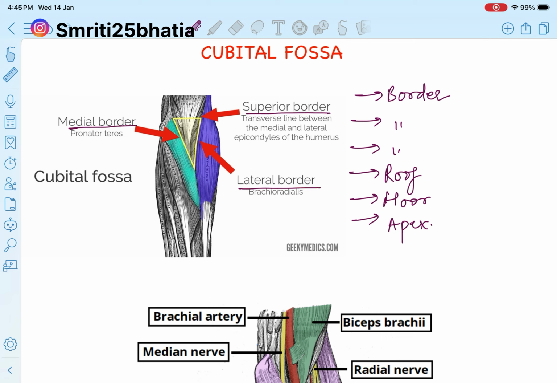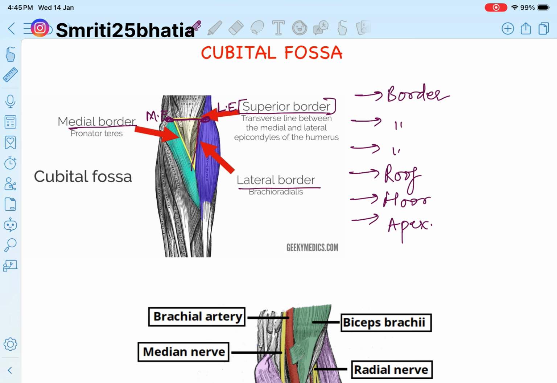So the superior border is formed by the imaginary line that is drawn between the two epicondyles of the humerus. So between the medial epicondyle and the lateral epicondyle, we have the imaginary line that forms the superior border of the cubital fossa.